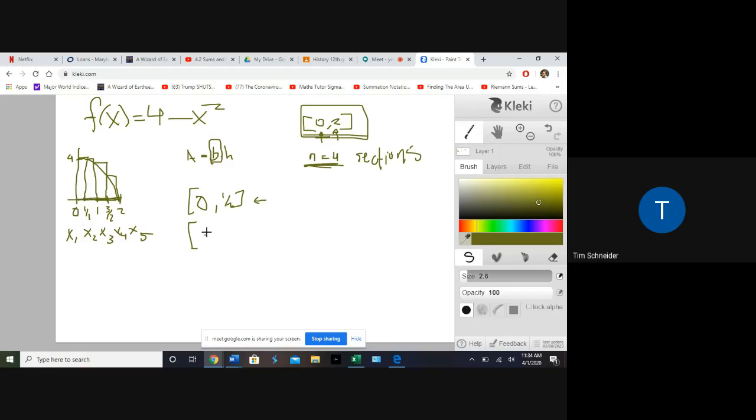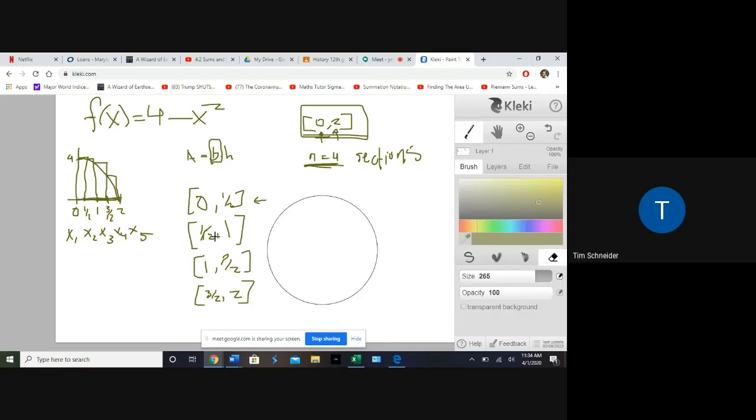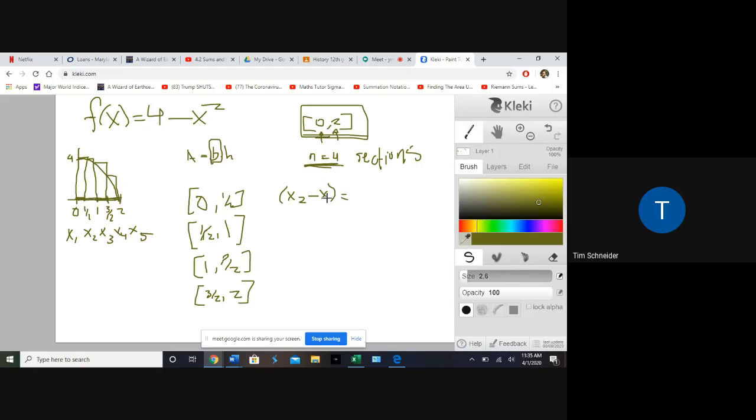Our next rectangle is going to be from 1/2 to 1. The next one is going to be from 1 to 3/2. And then the final one is going to be from 3/2 to 2. Now, we know what each of these widths are, right? The base here is x2 minus x1. Oh, look at that. In other words, this is delta.